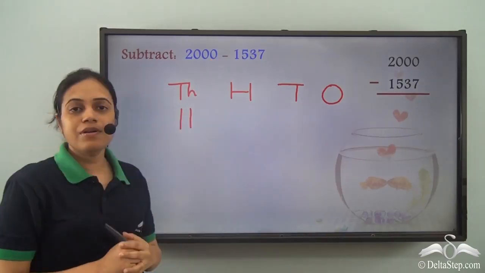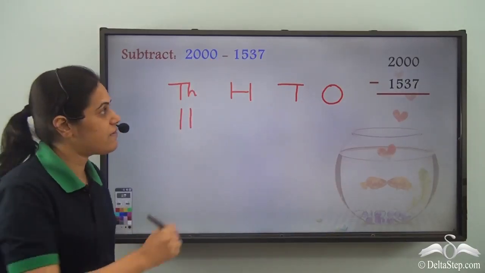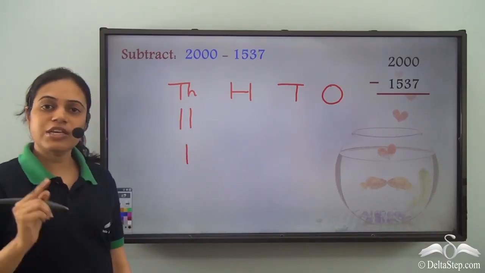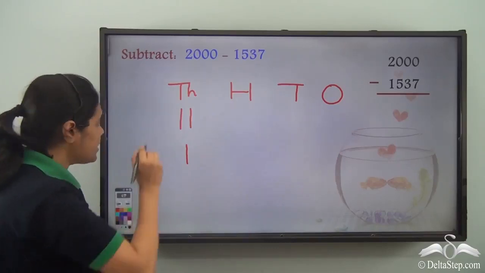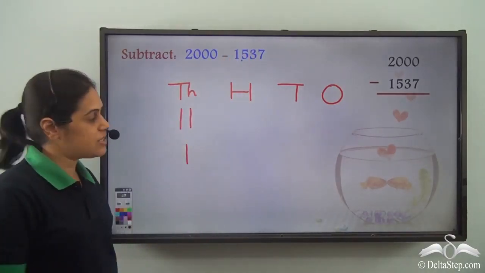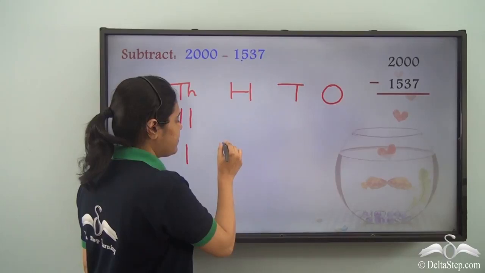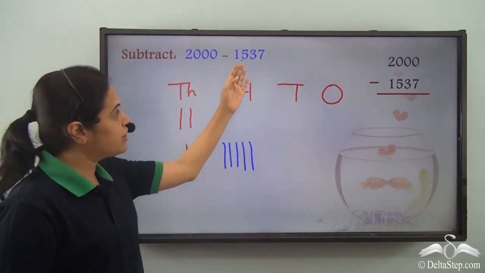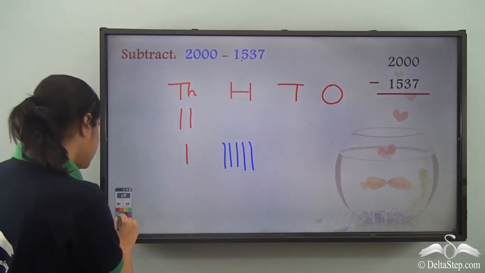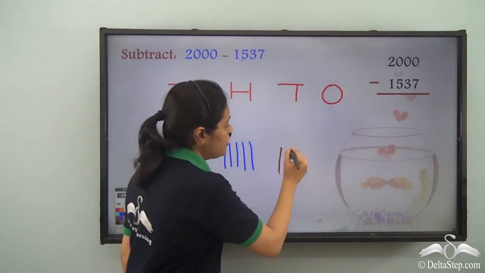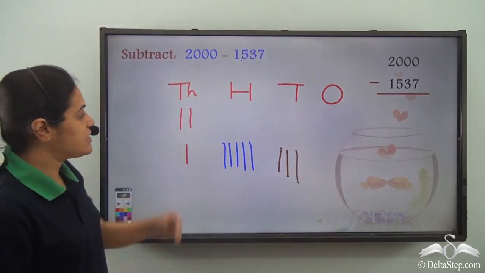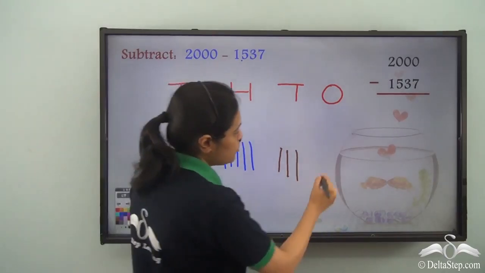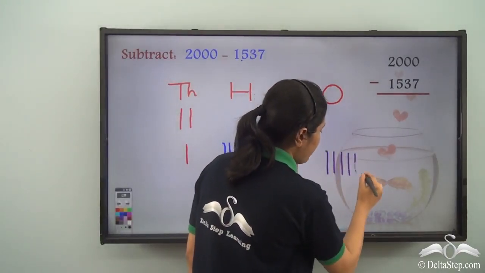What about this number, 1537? We have 1 in the thousands place. There is 5 in the hundreds place. So 1, 2, 3, 4, 5. 3 in the tens place. So 1, 2, 3. And 7 in the ones place. So 1, 2, 3, 4, 5, 6, 7.